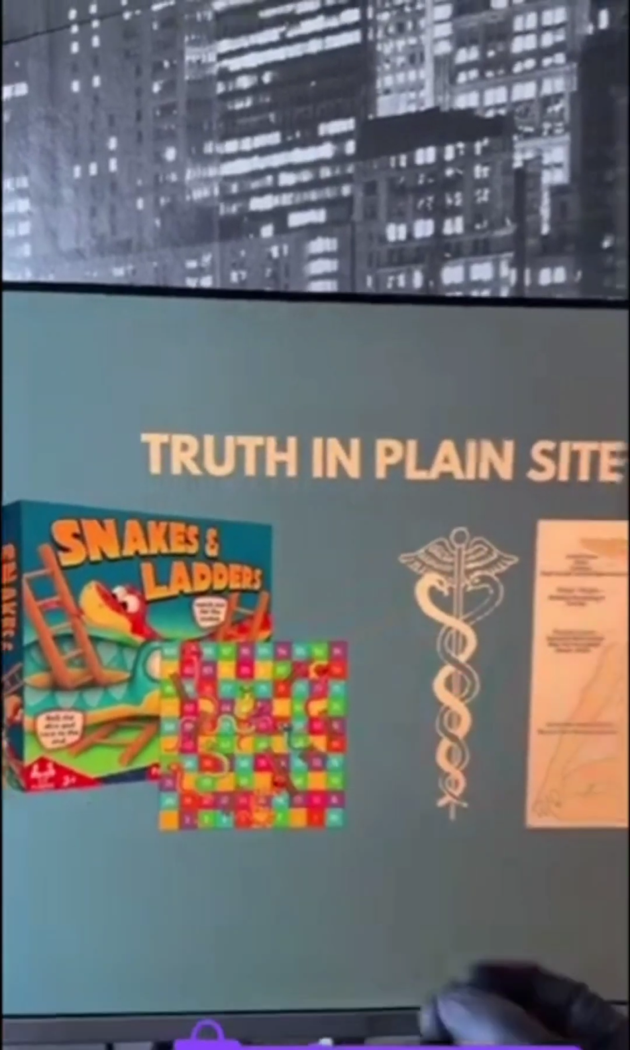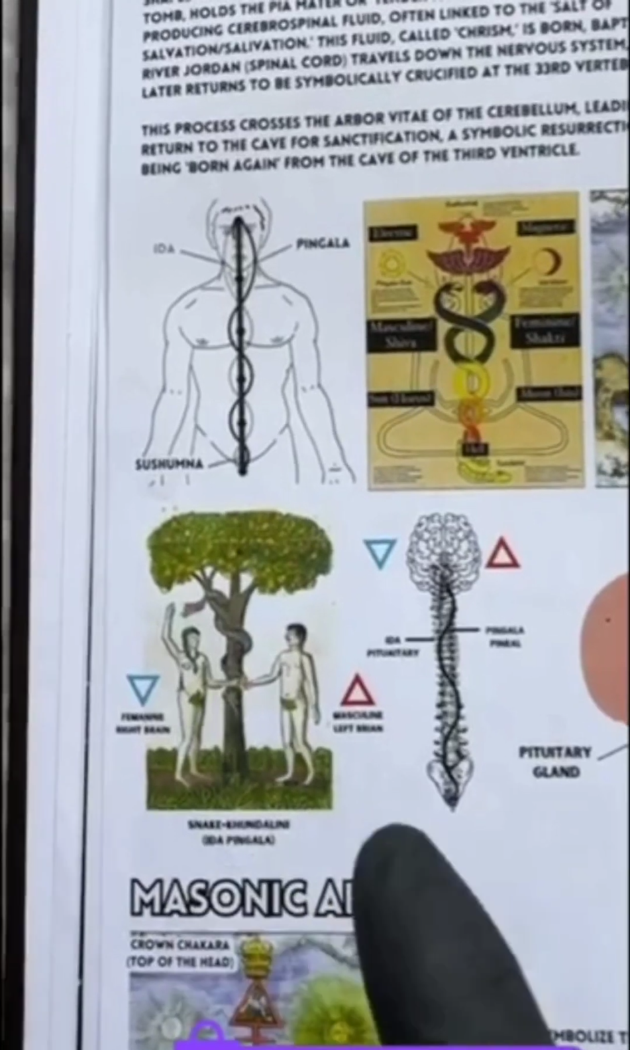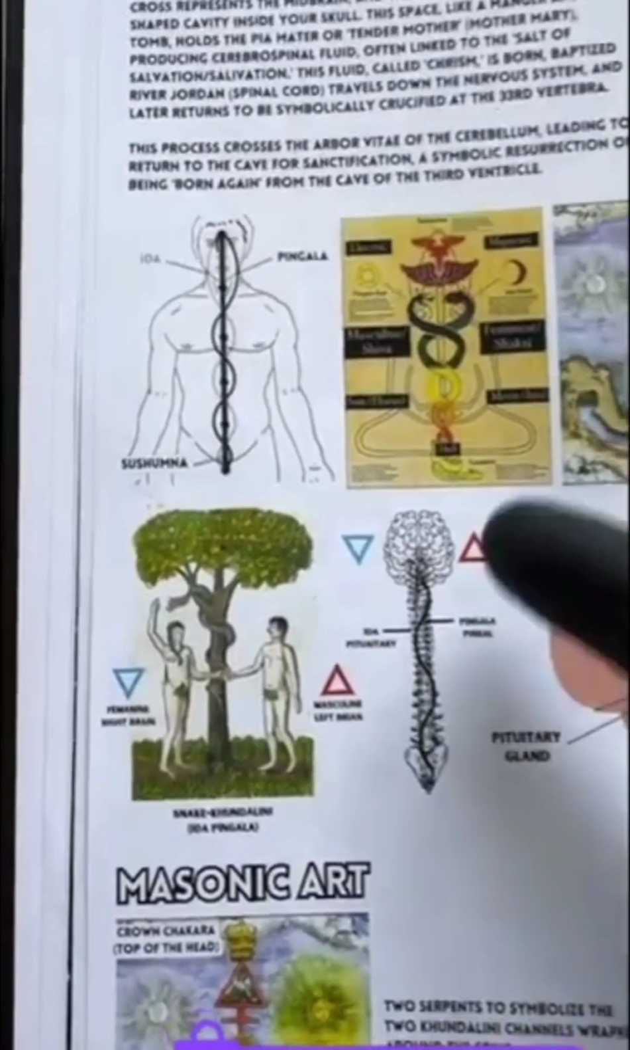Snakes and ladders is truth in plain sight. Your spine is the ladder and the kundalini is the snake. The snake in the tree of knowledge of good and evil is also the kundalini in the central nervous system, the spine up to the brain.